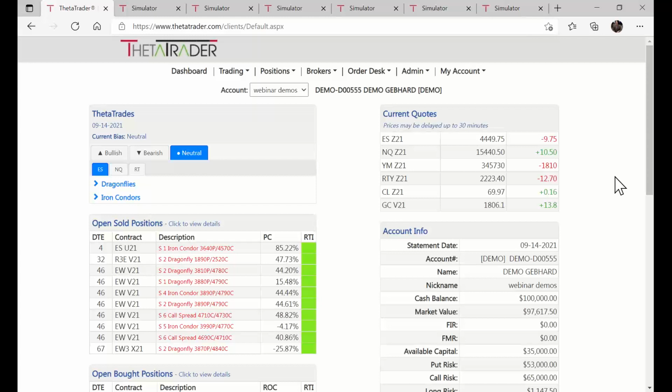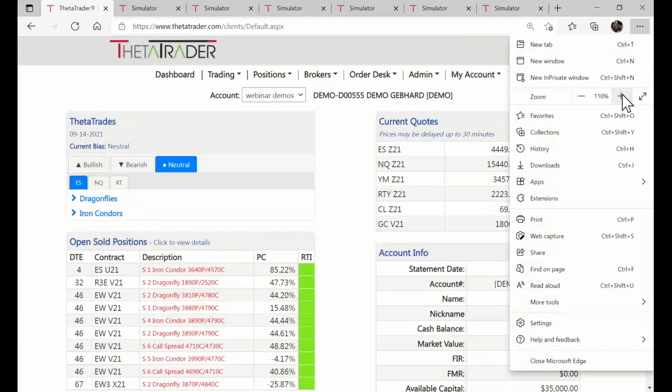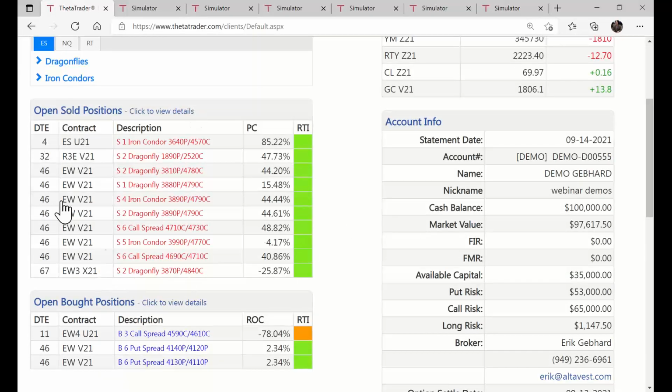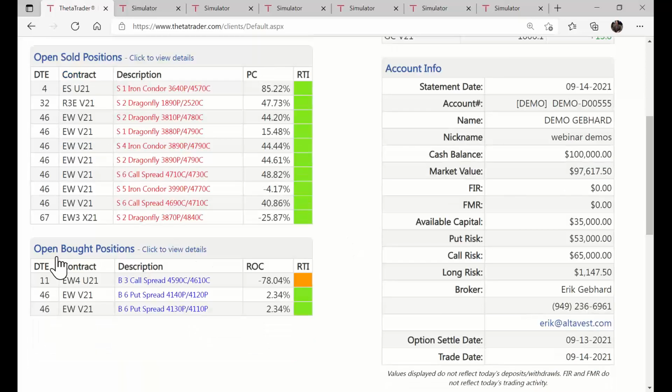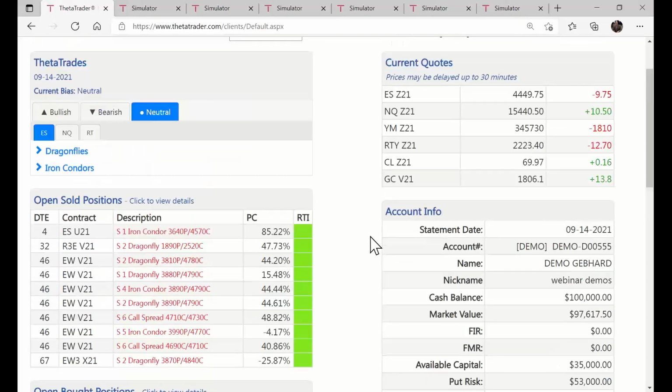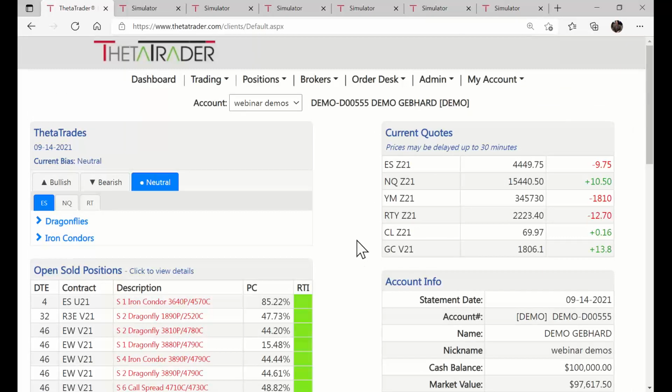So you're looking at the dashboard for Theta Trader, and I will explain the sections here. I think it's annoying when you watch a webinar and people are showing you something that you might need a 100 times magnifier to see, so I'll try to avoid that. So you have Theta Trades in this section here. You have your open short option spreads here, any long option spreads. Here's your account info. This is all pulled directly from your AltVest trading account. It's all integrated. And pricing here on the stock indices and some other markets.